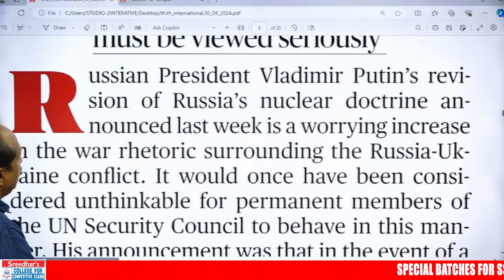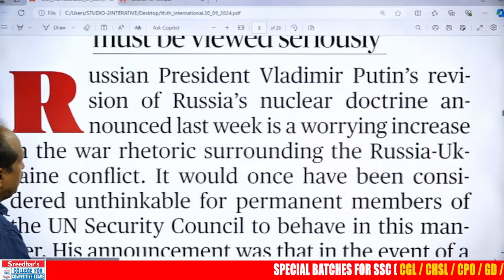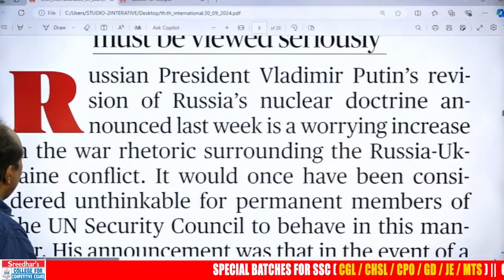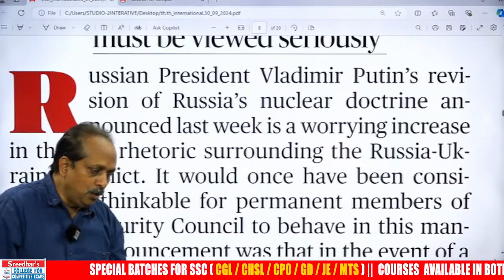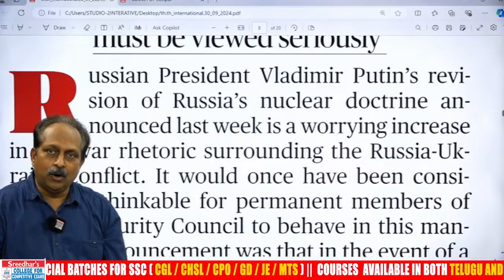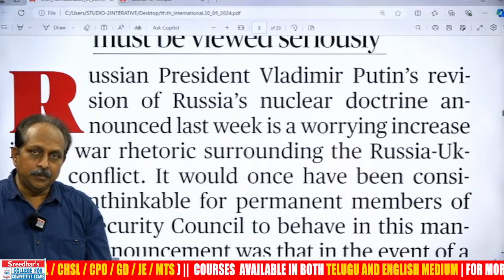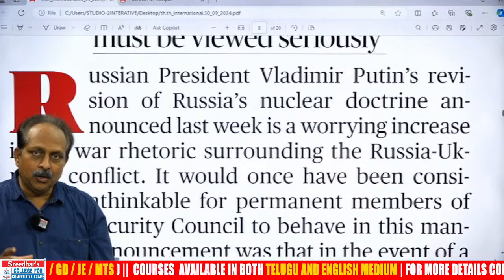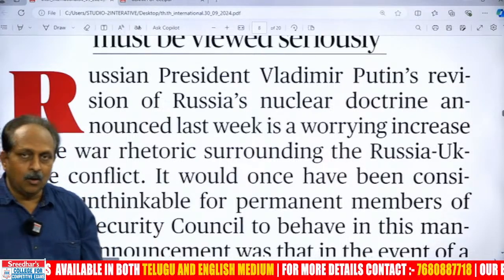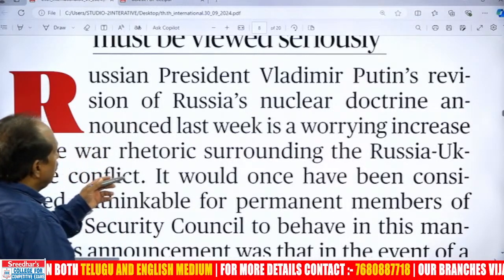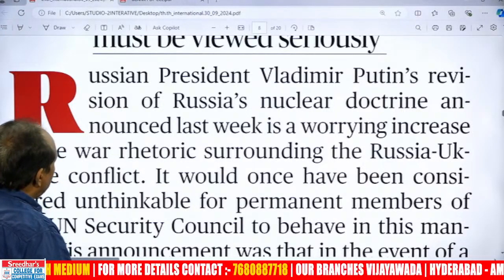Russian President Vladimir Putin's revision of Russia's nuclear doctrine announced last week is a worrying increase in the war rhetoric surrounding the Russia-Ukraine conflict. We all know the Russia-Ukraine conflict has been going on for quite some time. Against that backdrop, Russian President Vladimir Putin has announced the threat of using nuclear weapons, and that should be a cause of worry, according to the editorial.